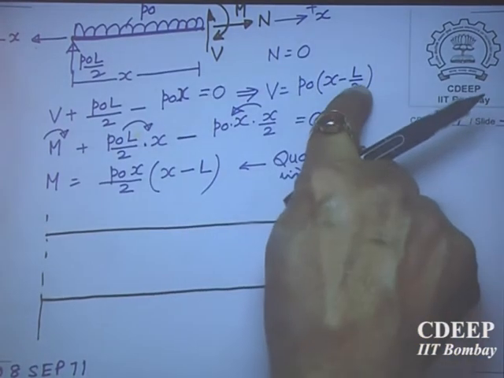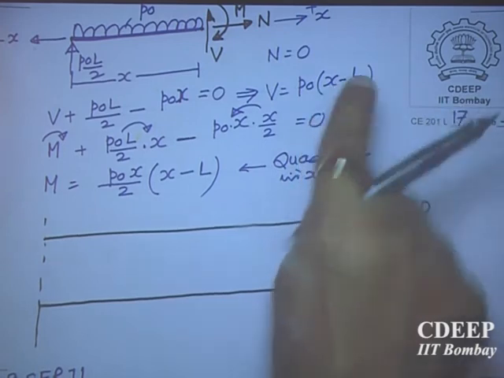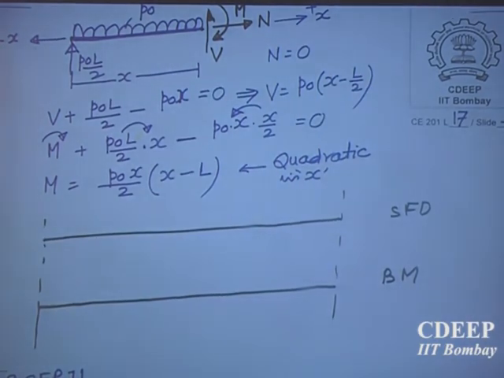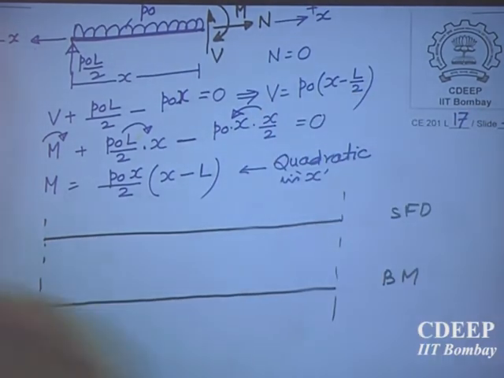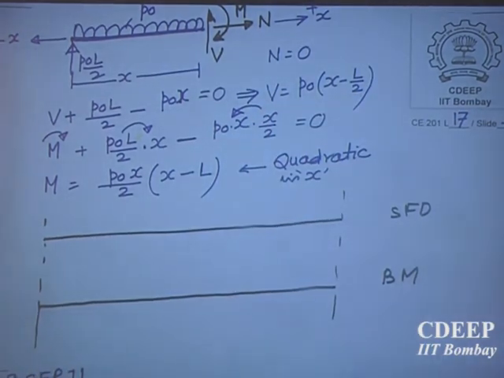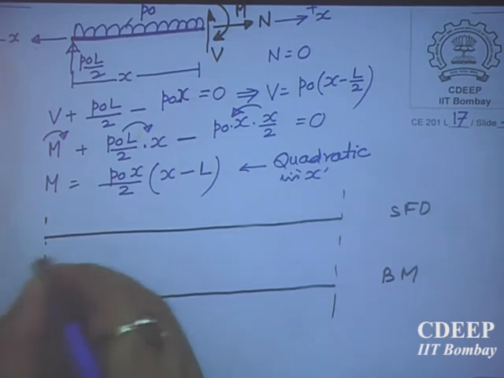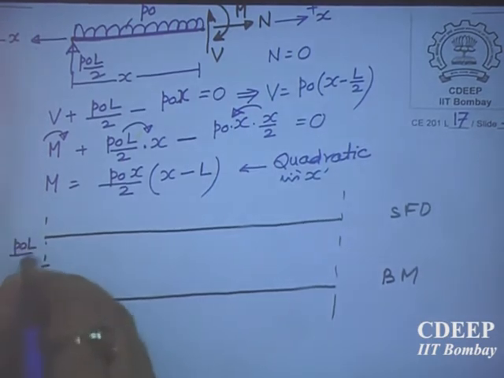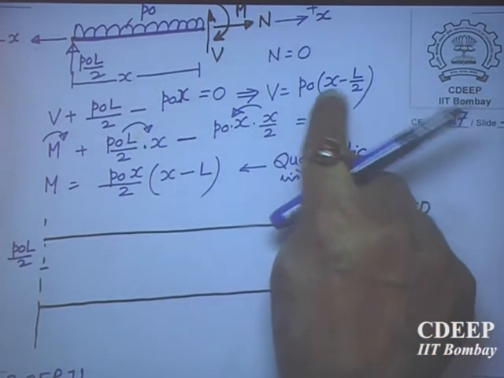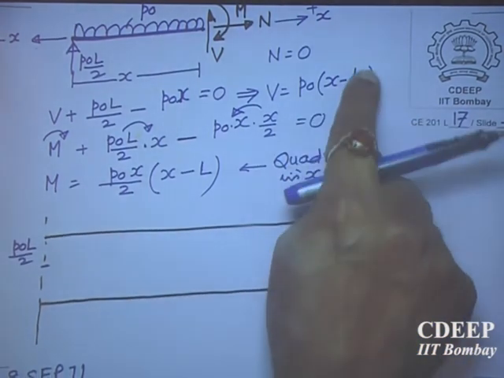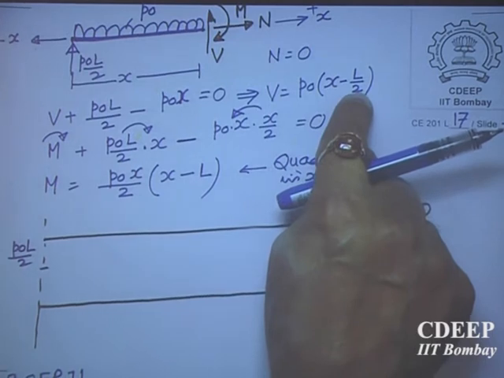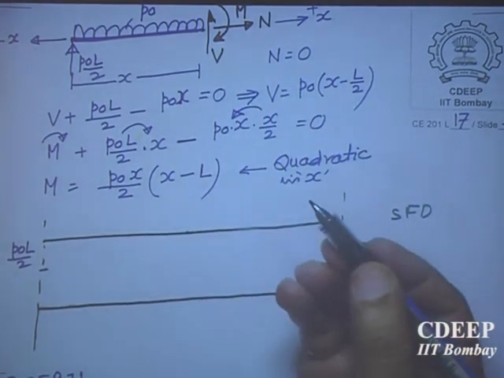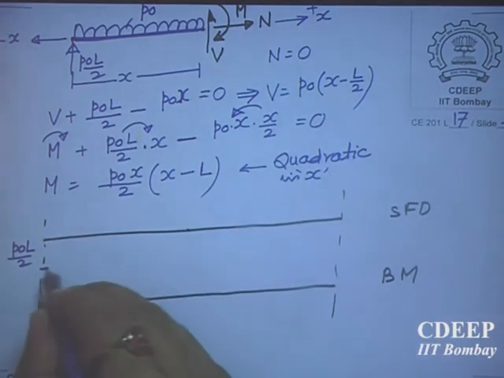So this function, how to draw this function? At x equal to 0, it is P naught L by 2, shear force is negative. So I will draw it on the shear force diagram. So here I will take negative. So this is equal to P naught L by 2. As x is increasing, at x equal to L by 2 it is 0. So that means from there to there it is a linear function anyway. So between these 2 points it must vary linearly.